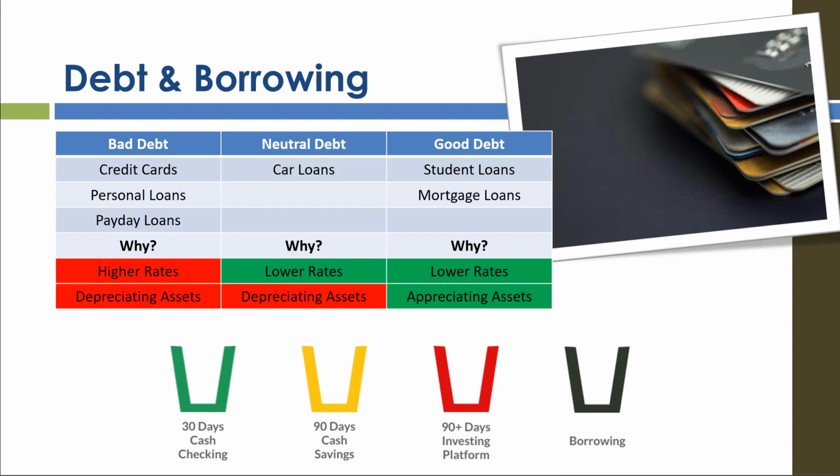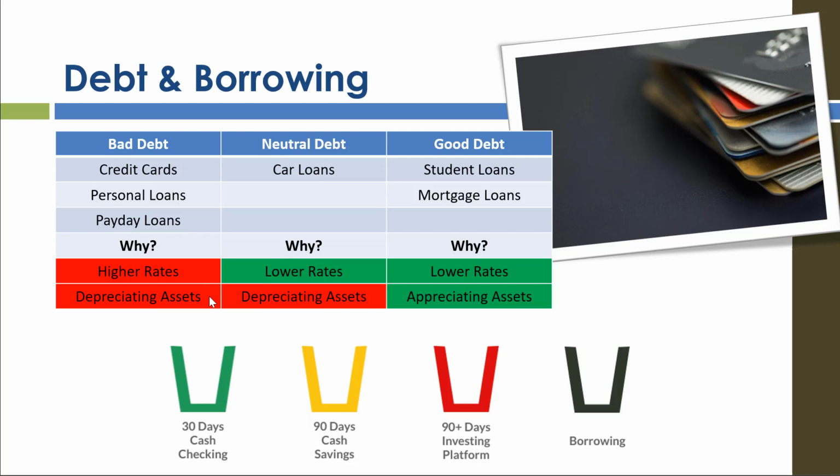Now, along the way, I'll probably have to borrow some money because anytime I need money now for something I want to buy that I haven't yet saved for, I'll have to borrow. And we said there's really 3 types of debt: bad debt, neutral debt, and good debt. Bad debt: credit cards, personal loans, payday loans. Why? Because they have high interest rates and they're typically used to buy depreciating assets.